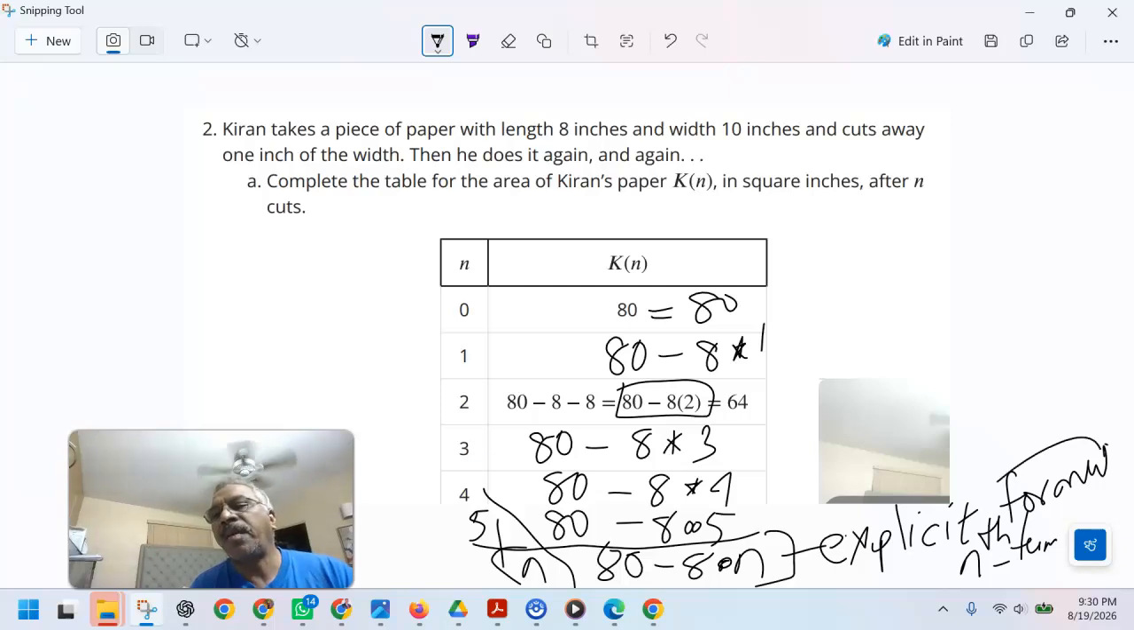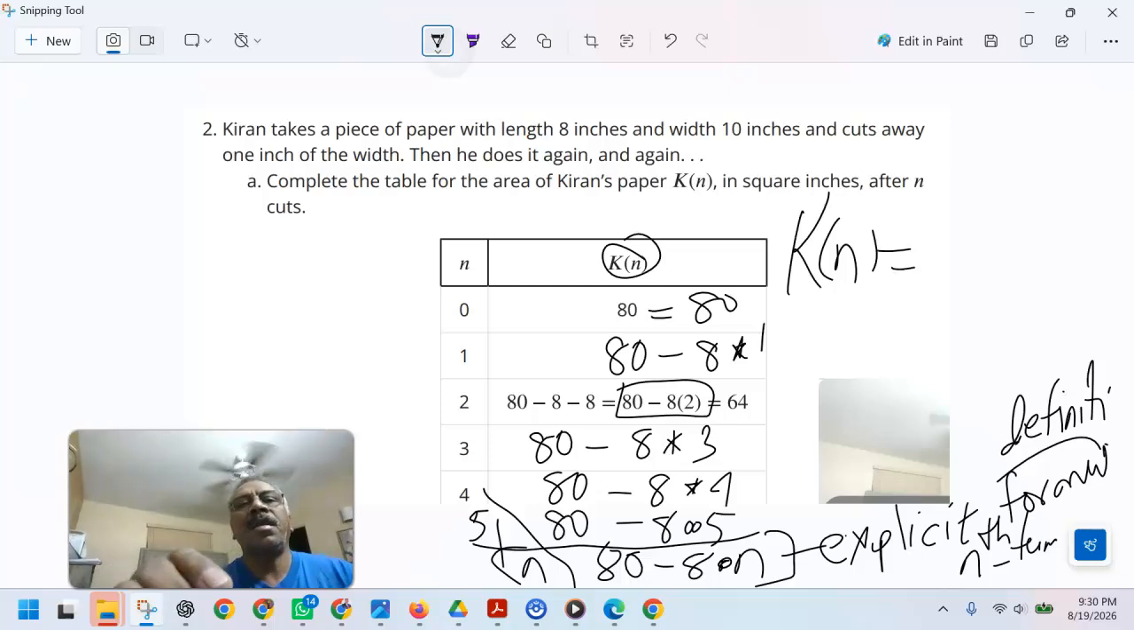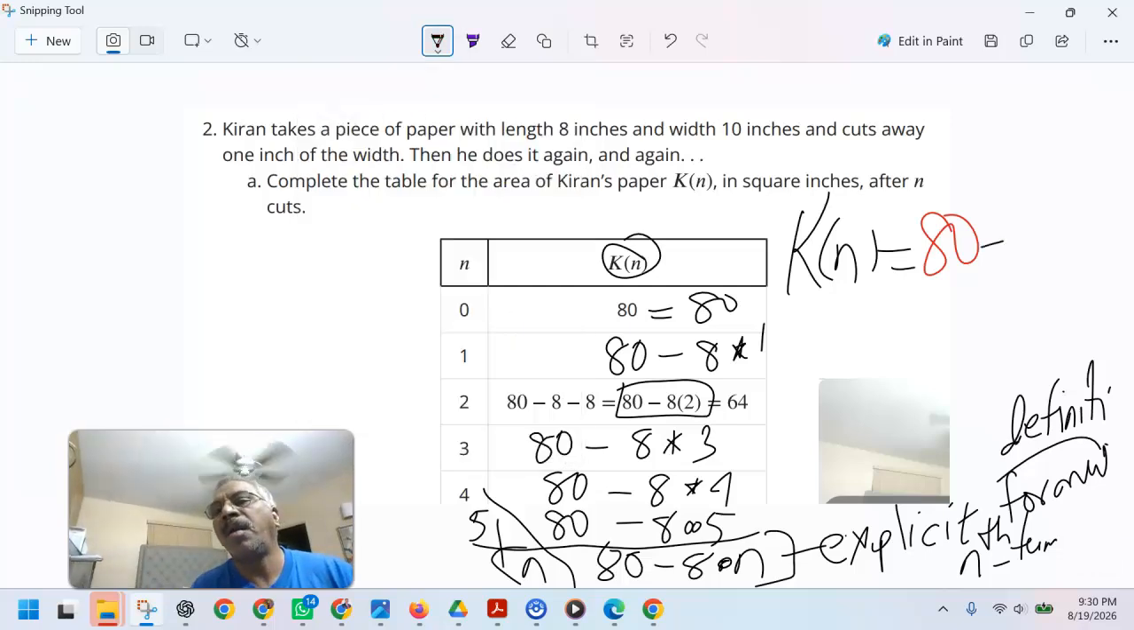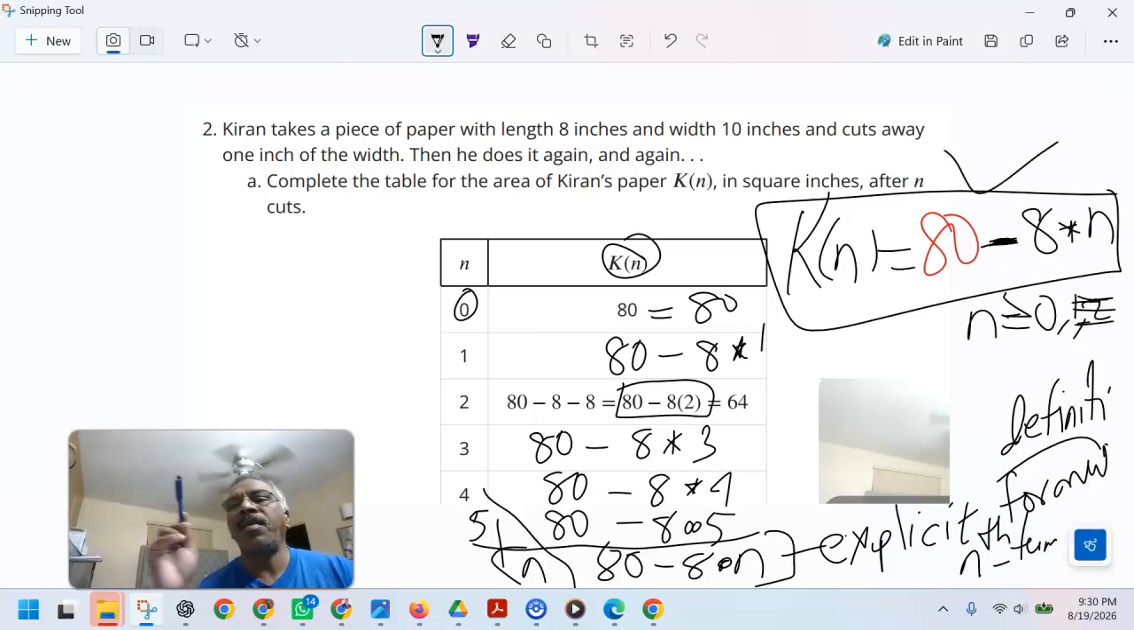Sometimes instead of saying explicit formula, they also use the word definition. So the goal is that K_n, in the beginning, was 80 in the paper, and then it goes on decreasing and goes down. So you are taking up area of 8, and then you multiply n. How many times you do that? This is when n is equal to 0, it starts with 0. So you put a 0, and then instead of writing 1, 2, 3, you just skip that and put greater than or equal to 0, and then you're done.